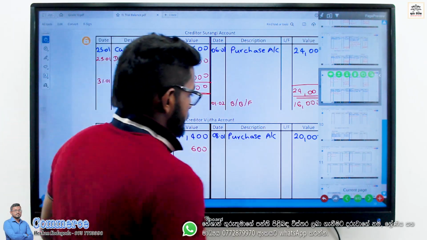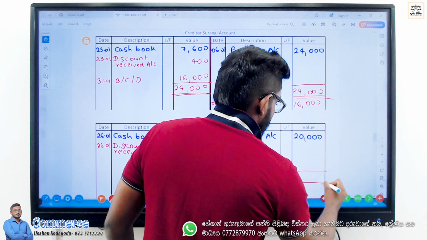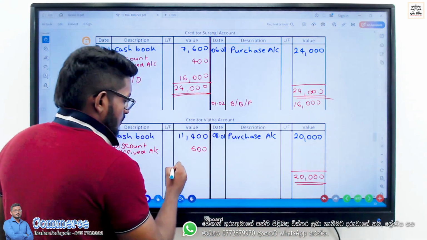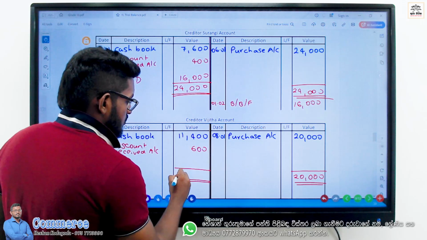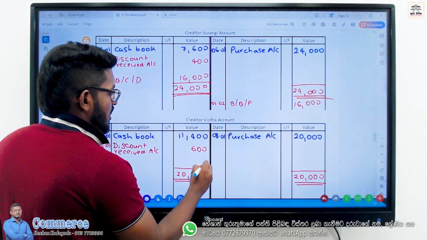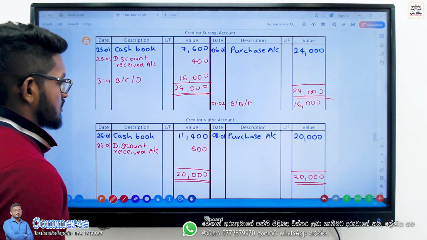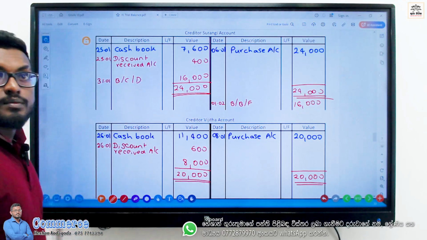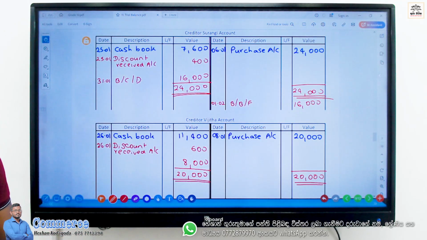Creditor Vijita. In here 20,000. In here 20,000. Once we deduct it, it's 12,000, right? So it's 8,000. Am I correct? Hello? Can you hear me, guys? Are you there? Turn on the videos. Yes, sir.